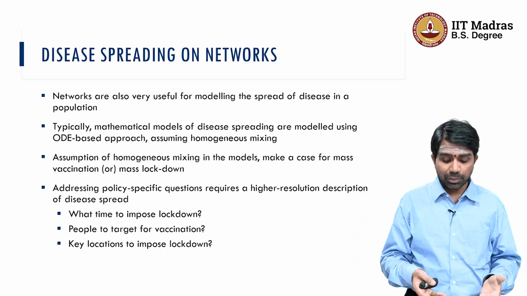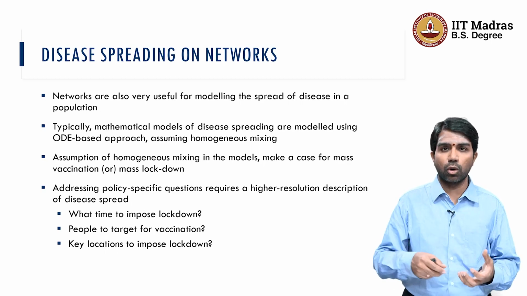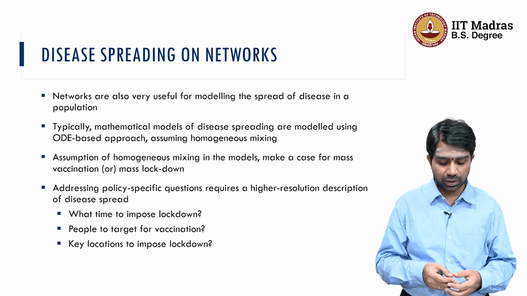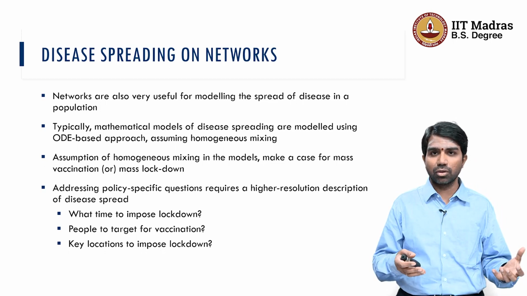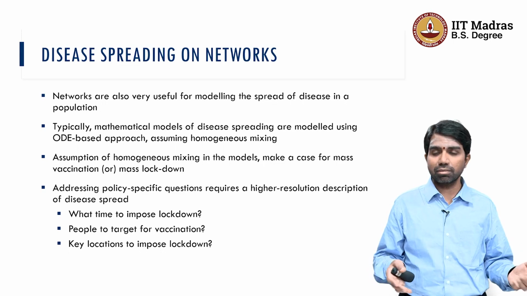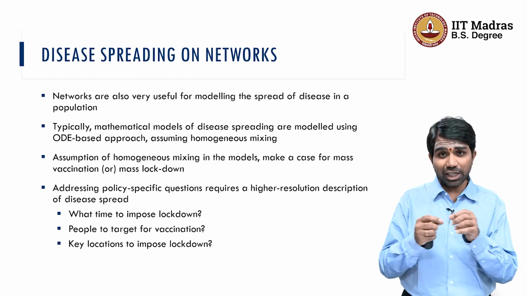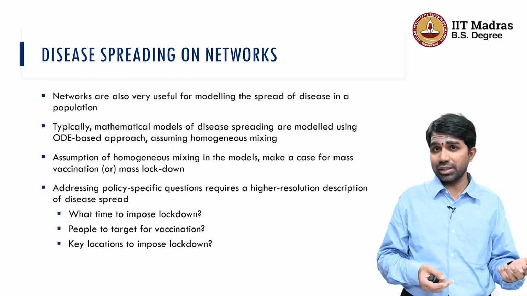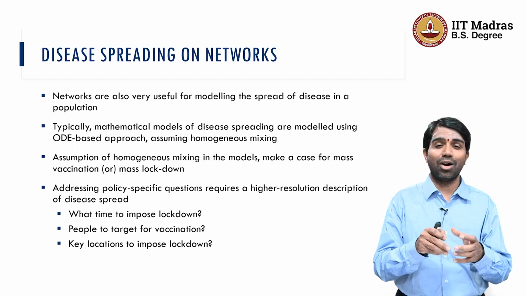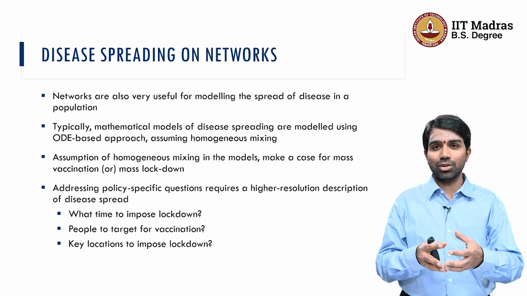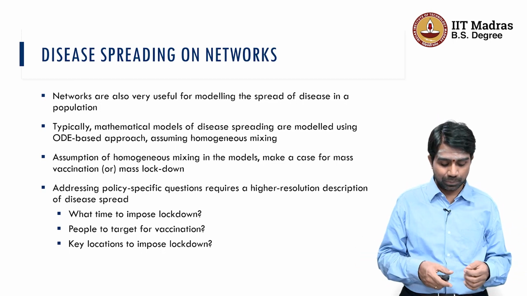And the mathematical models of disease spreading typically use ODEs, and they assume a sort of homogeneous mixing of S, I and R, as I was mentioning. And in fact, when you have those kinds of models, you can only make a case for mass vaccination or mass lockdown. But when you have a network level resolution, we did see the other day, right? So how do you find out the right people to vaccinate? Who do you quarantine? How do you disconnect a network so that you curtail the flow of the disease or the explosion of the pandemic?